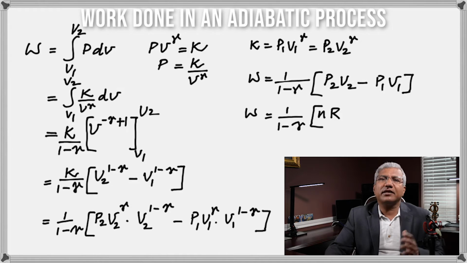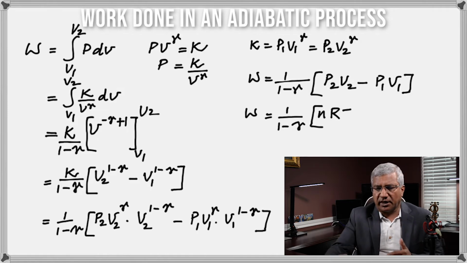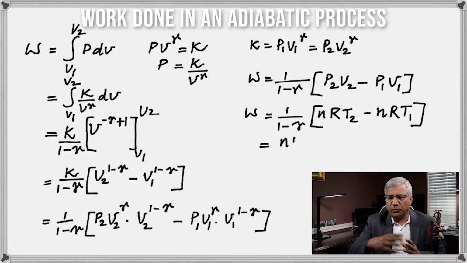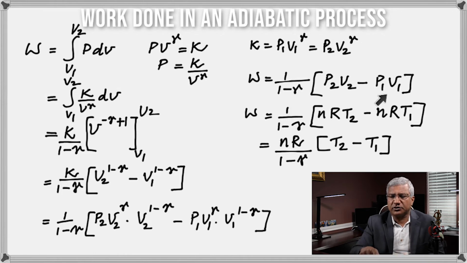Now, using the ideal gas equation, PV is equal to nRT. So P2 V2 would be nR T2 and P1 V1 would be nR T1. And therefore, we can now pull out nR as common, multiplied by T2 minus T1. So this is one formula for finding the work done. Actually, we have two there. Either we can use this to calculate the work done in terms of pressure and volume, or this is the formula for calculating the work in terms of temperatures.